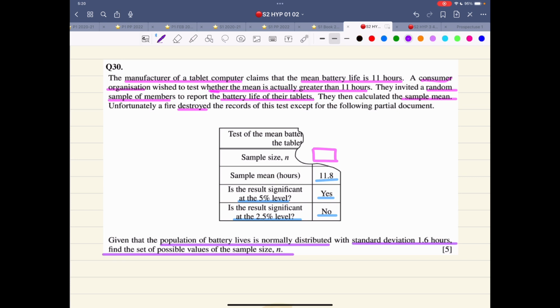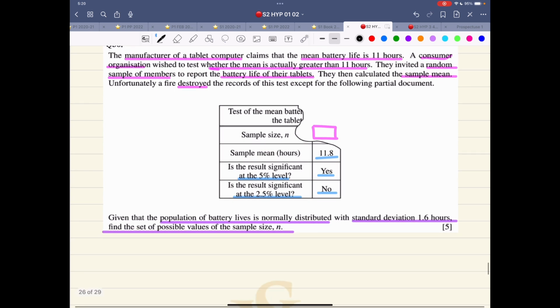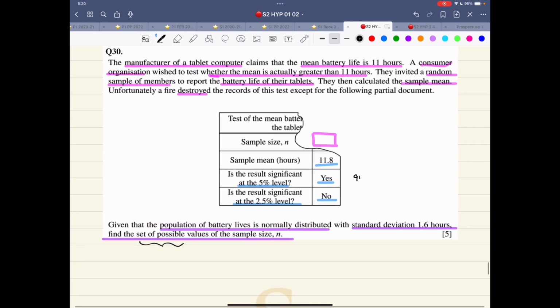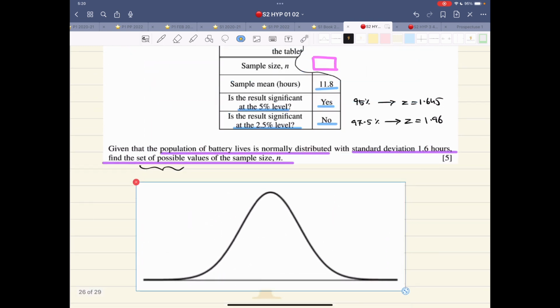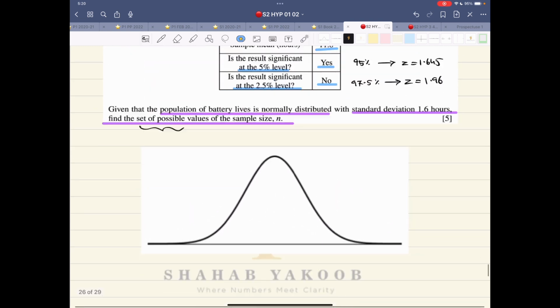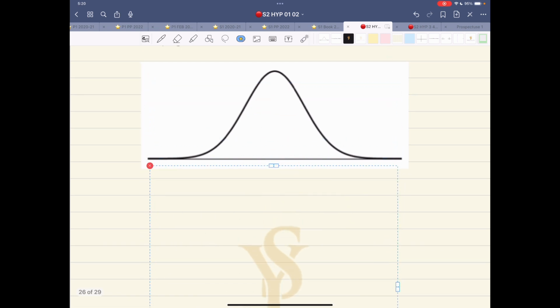So technically, it's not a hypothesis question as such. It's more about finding the value of n, finding the set of possible values of it. Now we know that for 95% probability, the z value is 1.645. For 97.5% probability, the z value is 1.96. Let me grab a normal distribution table and place it over here, and let me explain how we can use these values.